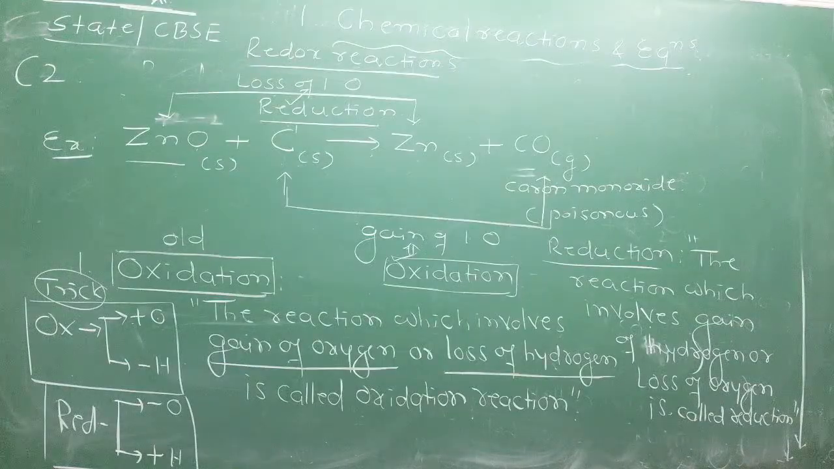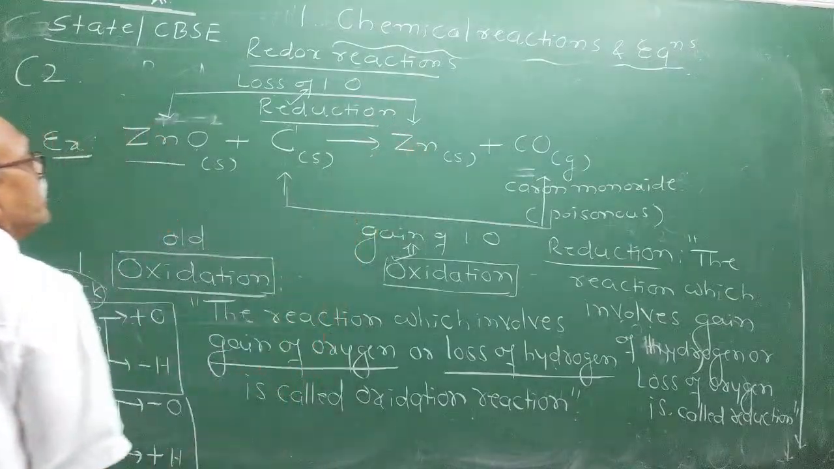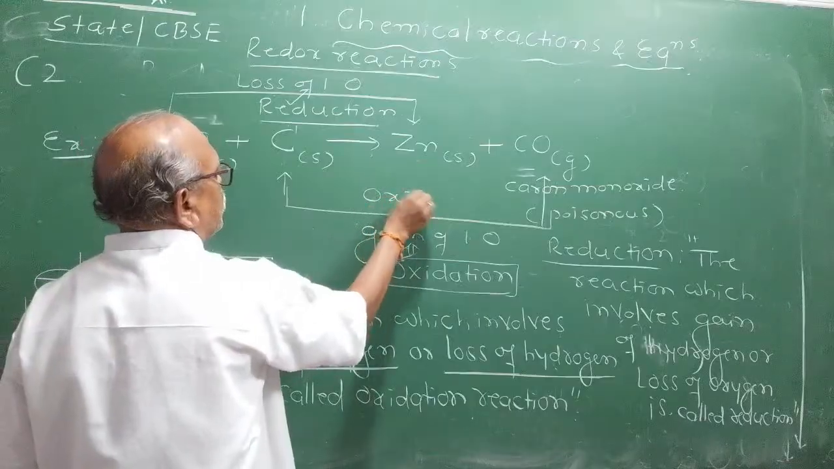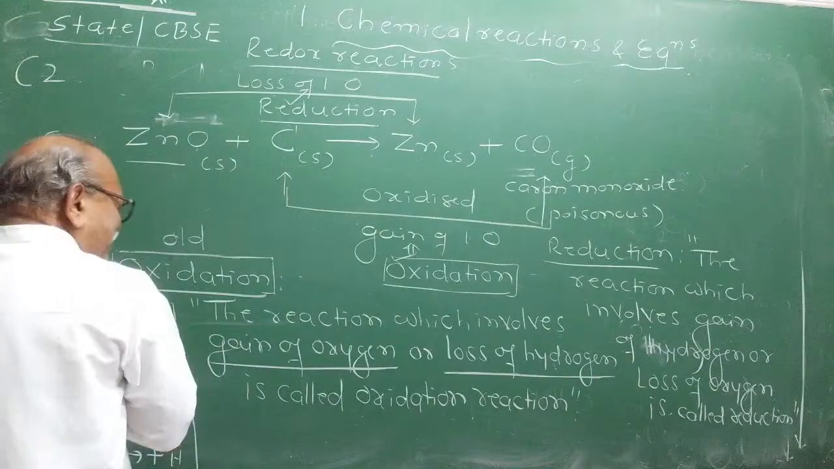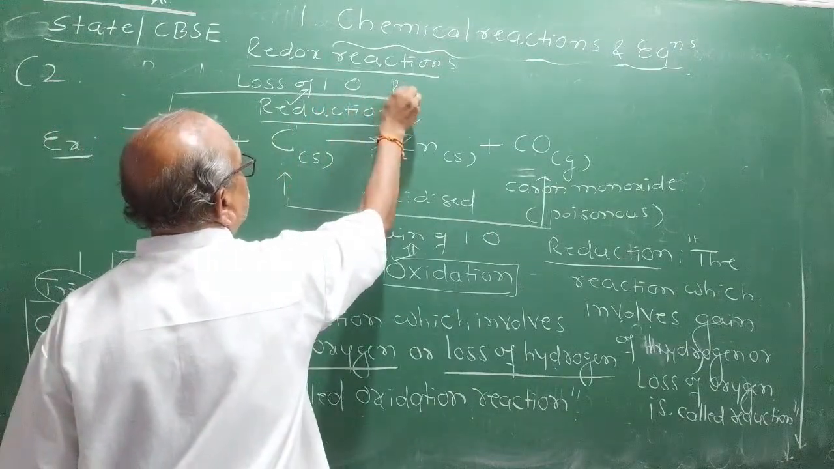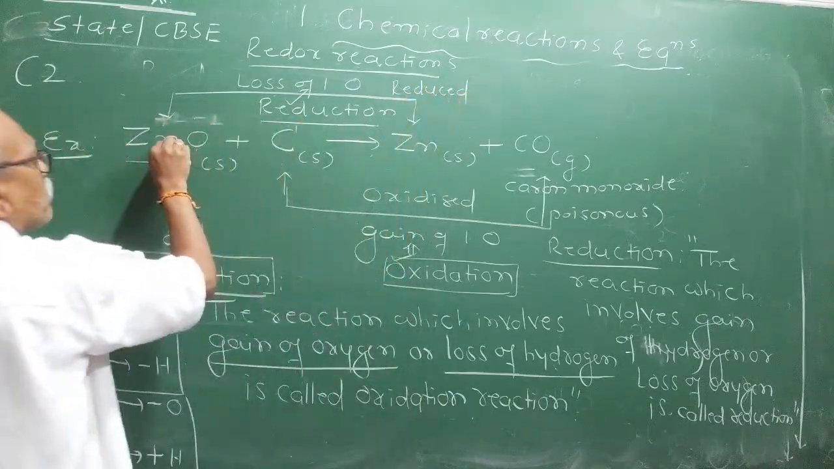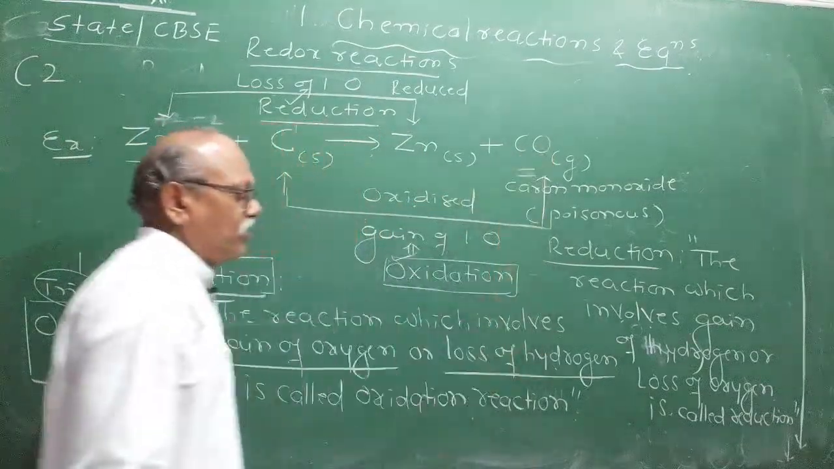I hope you understood. Here zinc oxide is reduced to zinc. Carbon is said to be oxidized. Which is oxidized? Carbon is oxidized, and zinc oxide is reduced to zinc. Carbon is oxidized to carbon monoxide.